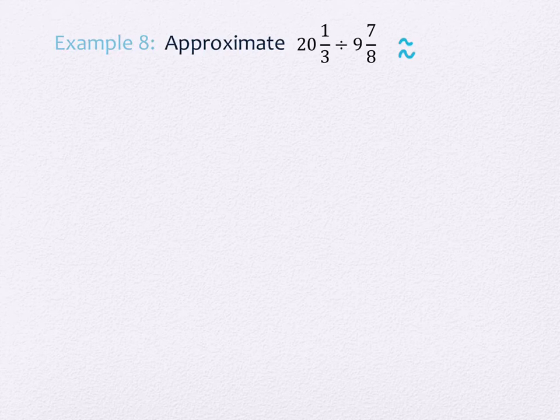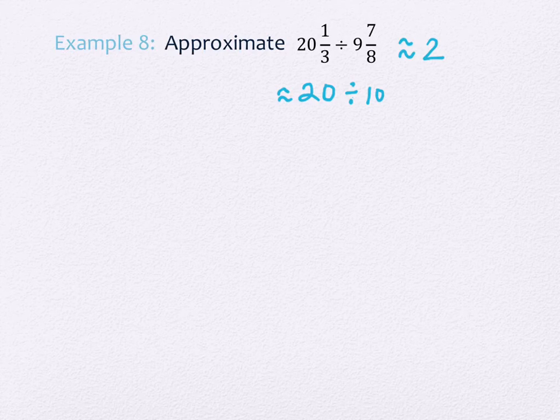Don't overthink it. 2. How did you get 2, Abby? Because 20 divided by 10. Yeah, you're just thinking that 20 1/3 is about 20, and 9 7/8 is about 10. So 20 1/3 divided by 9 7/8 is approximately 2. That's all. Just an approximation.